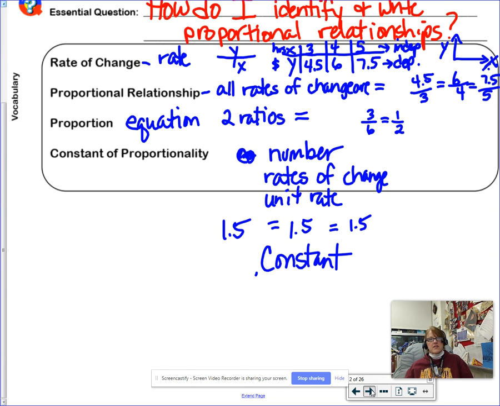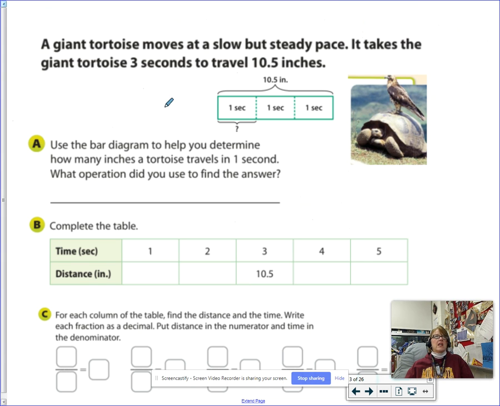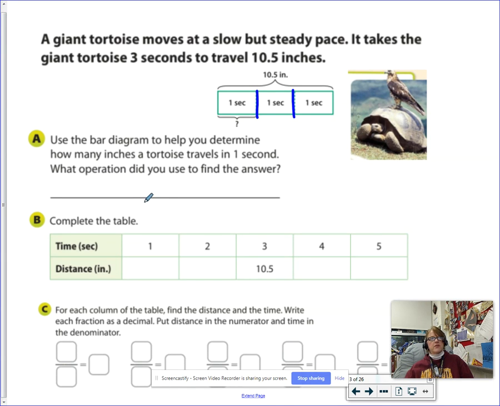All right, now let's take a look at one of these examples. Let's say we've got the big old tortoise. The tortoise moves slowly, but at a steady pace. And someone took the time to measure it and said in 3 seconds, that tortoise traveled 10.5 inches. So that 3 seconds, they've kind of illustrated this by breaking it out in a visual block of 1 second, 1 second, 1 second. It's asking you, use this bar diagram to determine how many inches that tortoise moved in 1 second.